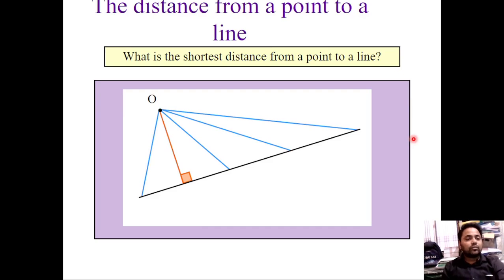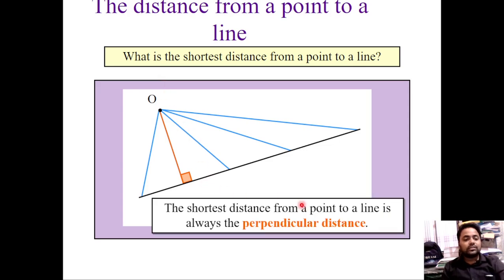The distance from a point to a line. What is the shortest distance from a point to a line? If this is a straight line and this is the point O, and we have various line segments like this, a total of 5 line segments, then what will be the shortest distance? So here we have to note that the perpendicular distance will be the shortest distance. The shortest distance from a point to a line is always the perpendicular distance.